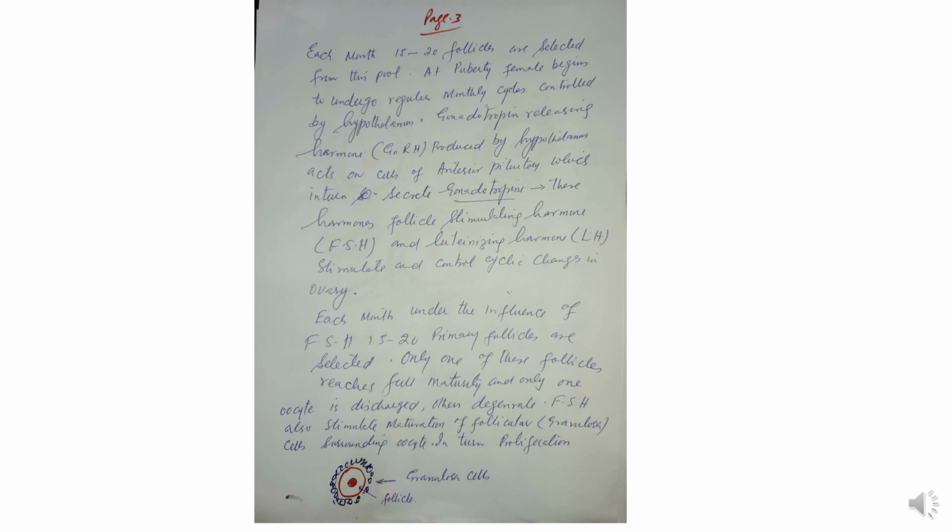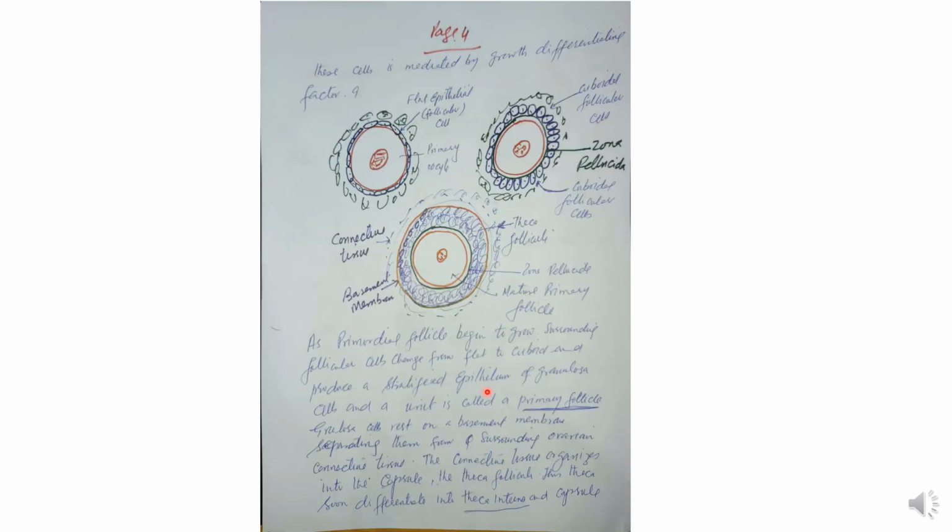In turn, proliferation of these cells is mediated by growth differentiating factor. FSH actually stimulates growth differentiating factor 9, which is responsible for the proliferation of the surrounding cells and maturation of the follicle. Flat epithelial cells, the follicular cells, surround the oocyte, and inside is the primary oocyte.